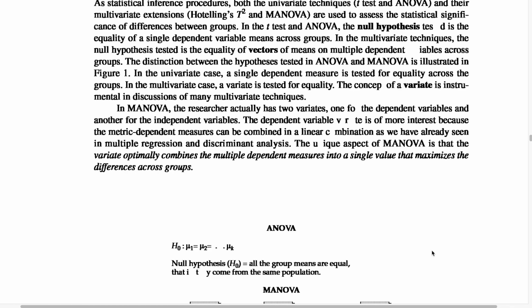In MANOVA, the researcher actually has two variates, one for the dependent variables and another for the independent variables. The dependent variate is of more interest because the metric dependent measurements can be combined in a linear combination, as we have already seen in multiple regression and discriminant analysis. The unique aspect of MANOVA is that the variate optimally combines the multiple dependent measures into a single value that maximizes the difference across the groups.